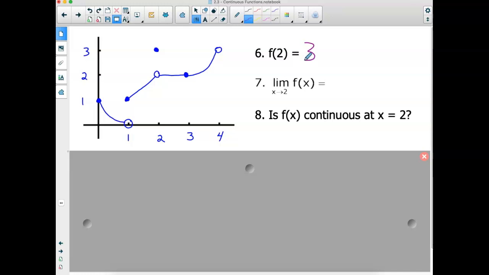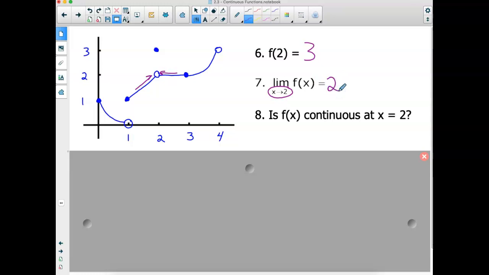What is the limit as I approach 2? Notice this is a 2-sided limit because I'm in the interior of this function. What is the limit of f of x as x approaches 2? Well, if I'm coming in from the left, what's my limit? 2. As I come in from the right, what's my limit? 2. The left-hand and the right-hand limit exist. I don't need to write that out on paper. I can look at this graph and say, yes, the limit does exist. The limit is 2.